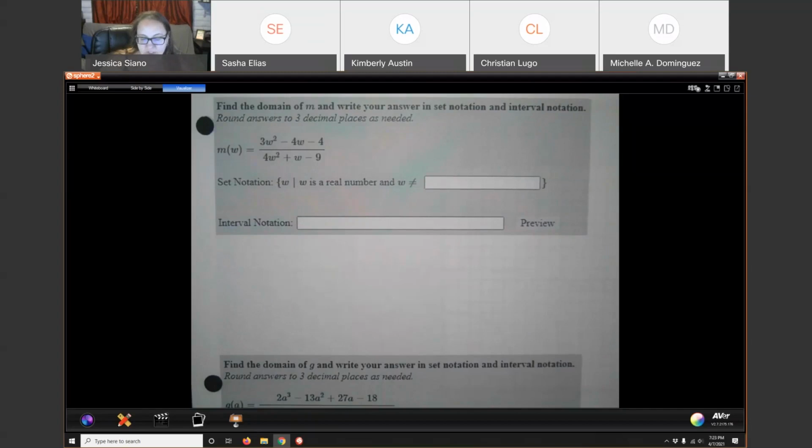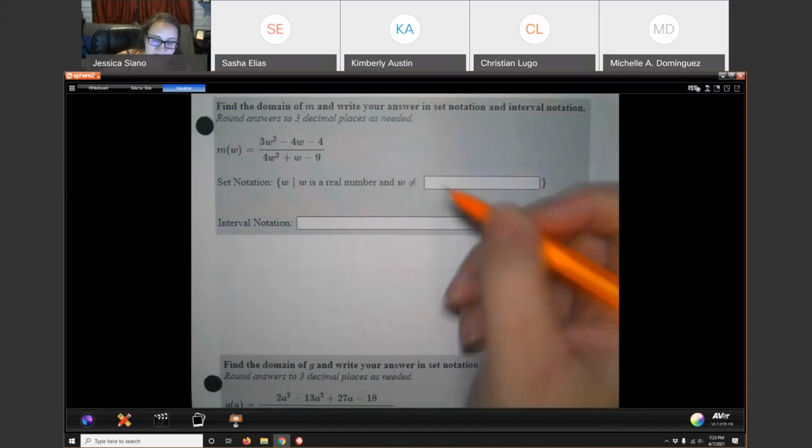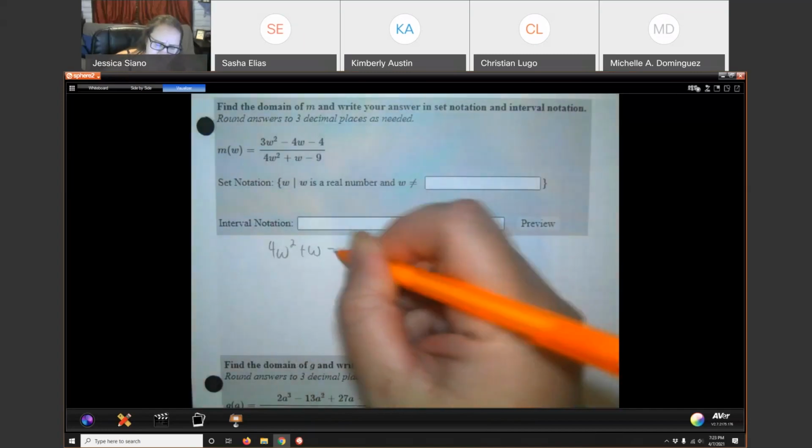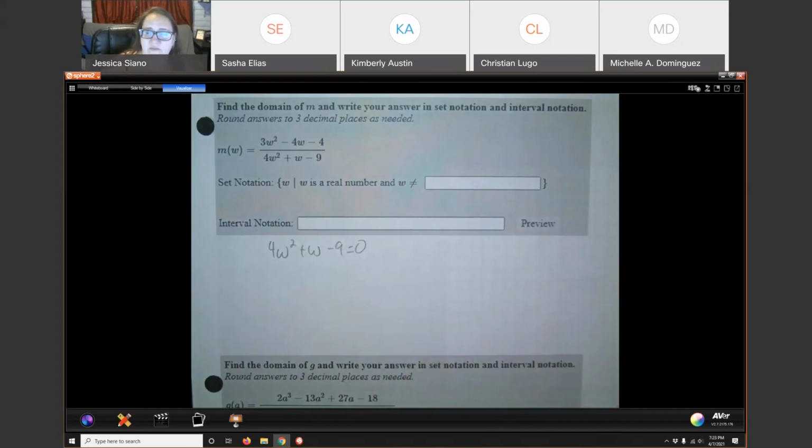So domain of a rational function is something that we've talked about before. We know that we cannot have a 0 in the denominator of a fraction. So the domain of a rational is all real numbers except the values that would make the denominator 0. So here to find those values, I'm going to take that denominator and set it equal to 0 and solve so that I can find the values that would make the denominator 0. Now this one does not factor. I know that there are not two numbers that would multiply to negative 36 and add to 1.